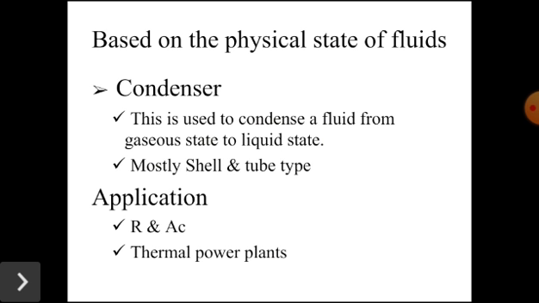In R and AC, the condenser is one of the parts, and you all know that in a thermal power plant, the condenser is one of the key parts. Without a condenser, the power plant's Rankine cycle will not work.